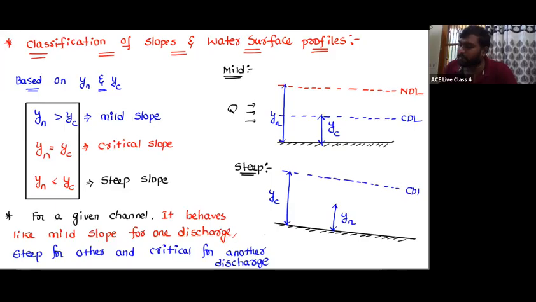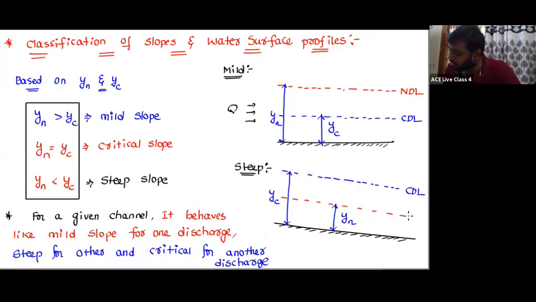Sir, why are you drawing them as a dotted line, sir? Sir, in reality, can you see these lines? See, whenever I draw a line, those are imaginary lines. When I allow the flow, you cannot see the critical depth line. Do you? No. So that is the reason why I'm drawing these lines. See, these NDL and CDL act like boundaries for me.